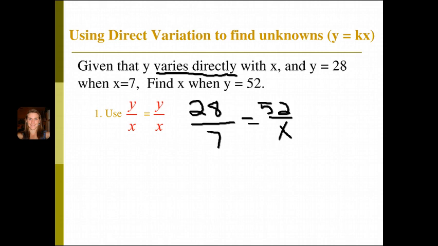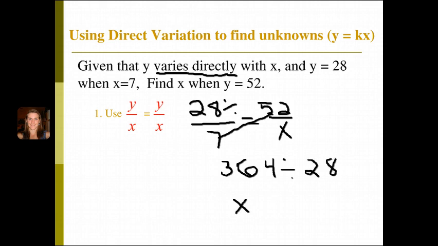Then we will solve for x. What you do is you multiply 7 times 52, which is going to give you 364, and then you divide by the number across from the variable, which in this case is 28. So 364 divided by 28 will make x equal to 13. And now I have answered this word problem.